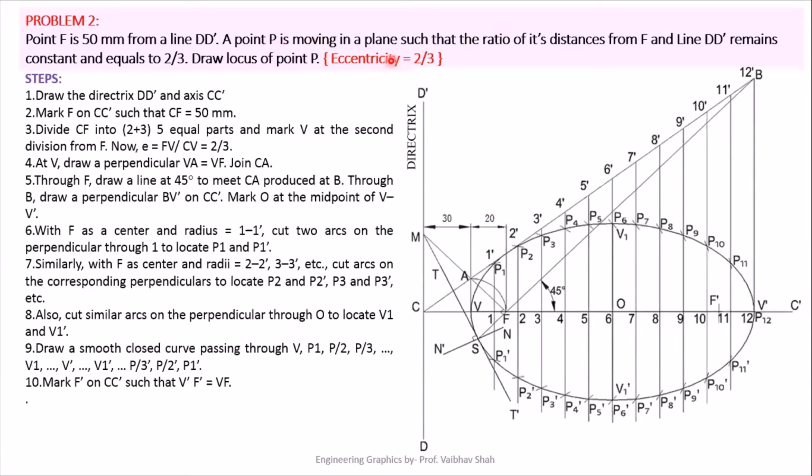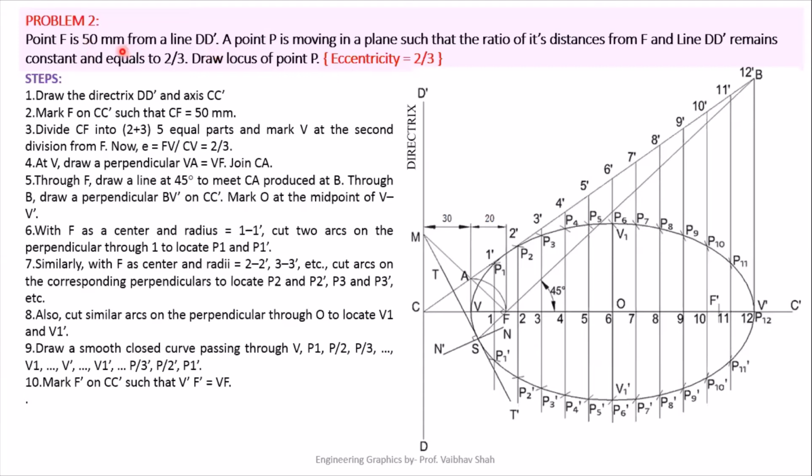A point P is moving in a plane such that the ratio of its distances from a point is just like our definition of ellipse. We have to forget that. We have to just focus on the 2 data which we require: the focal point distance from your directrix is 50, and eccentricity is 2/3.